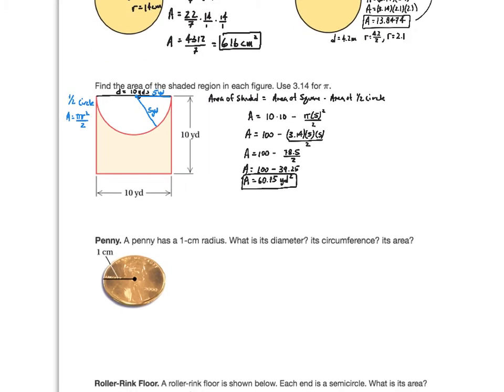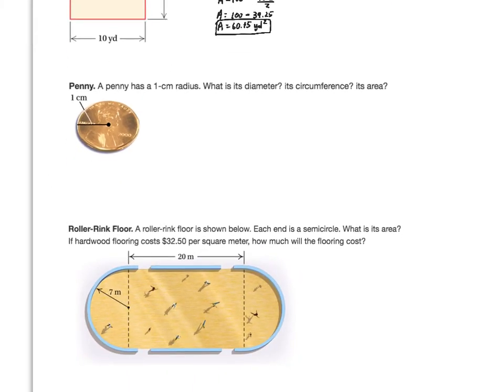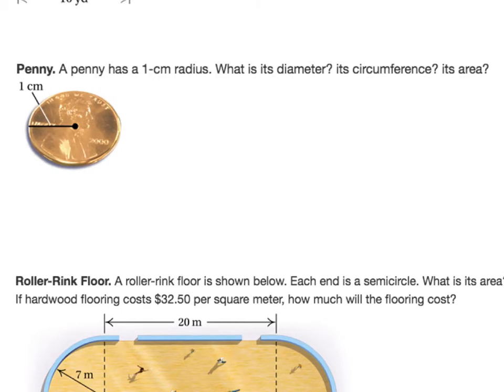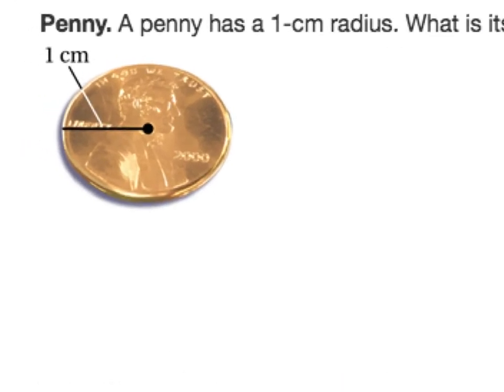On this next one, a couple of application problems here. It says a penny has a 1 centimeter radius. We want to figure out what is its diameter, what is its circumference, and what is its area. Given just a little piece of information, we can answer all 3 of these questions. First of all, if the radius is equal to 1 centimeter, then the diameter is going to be equal to 2 times 1 centimeter. So my diameter is going to be 2 centimeters.